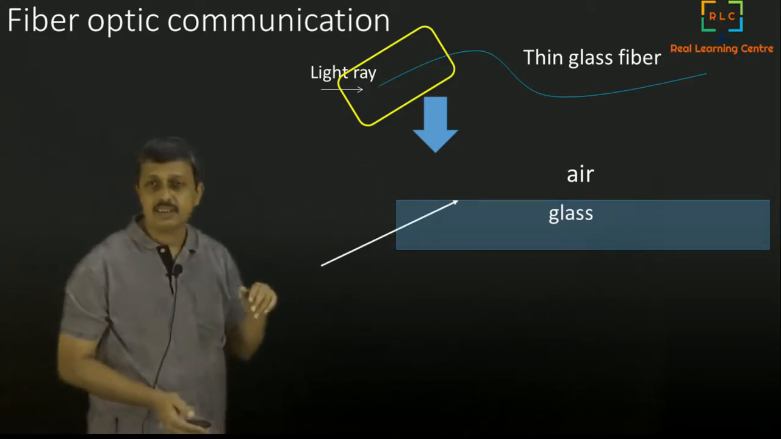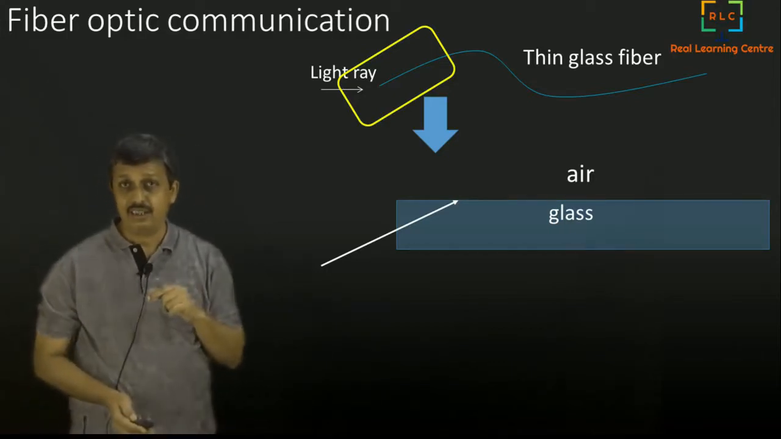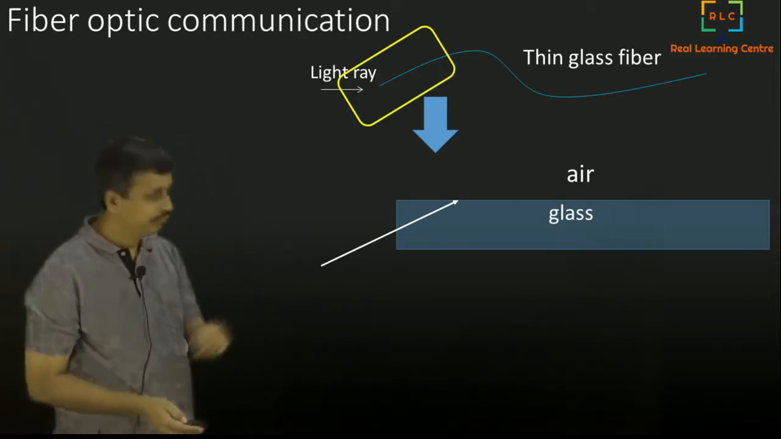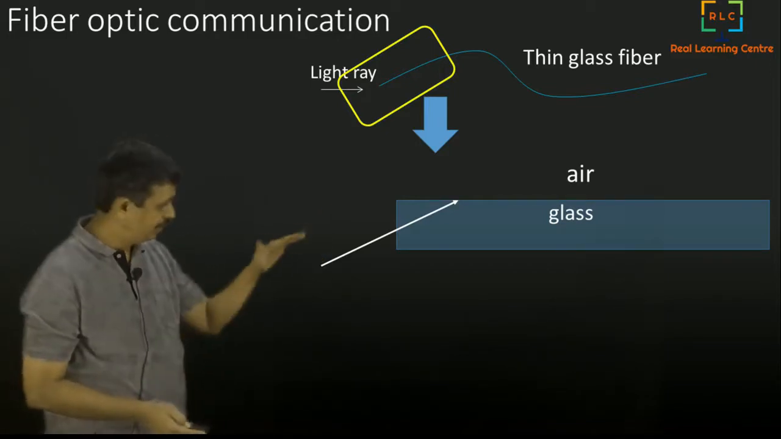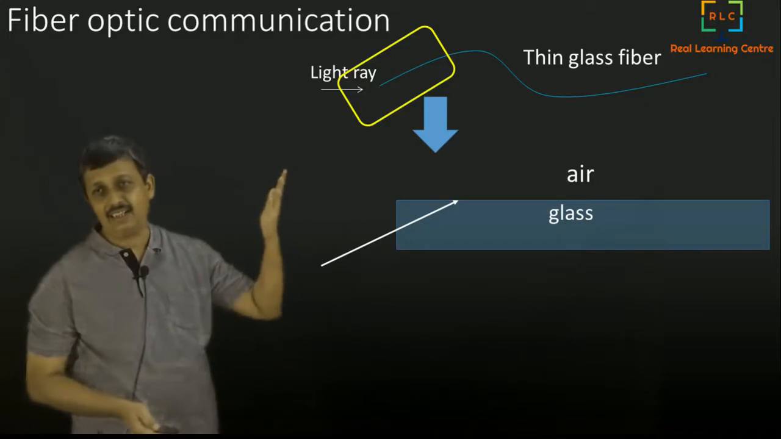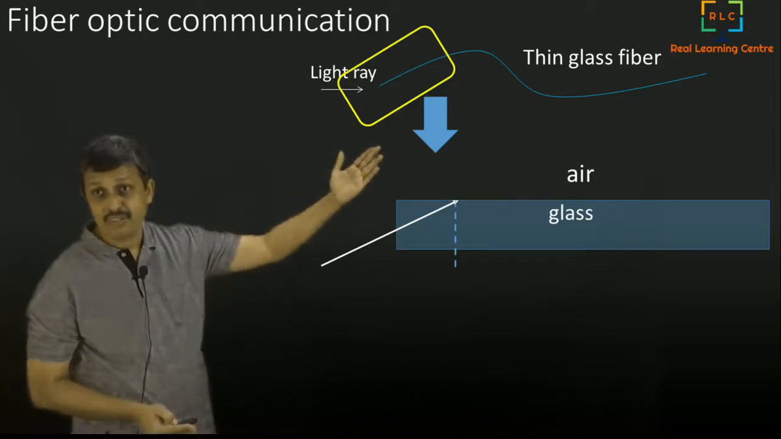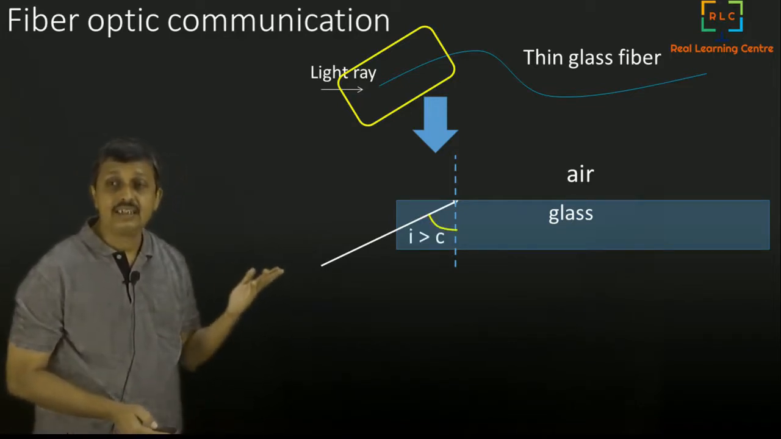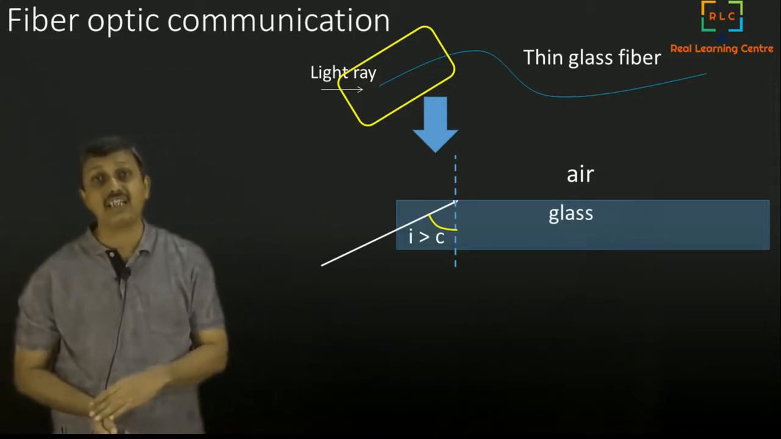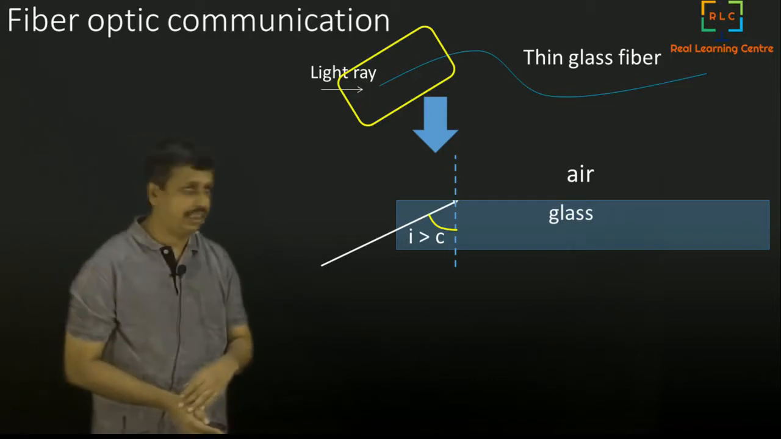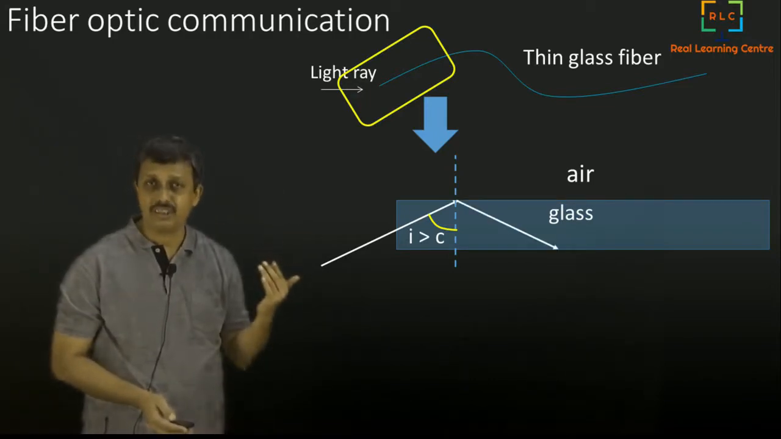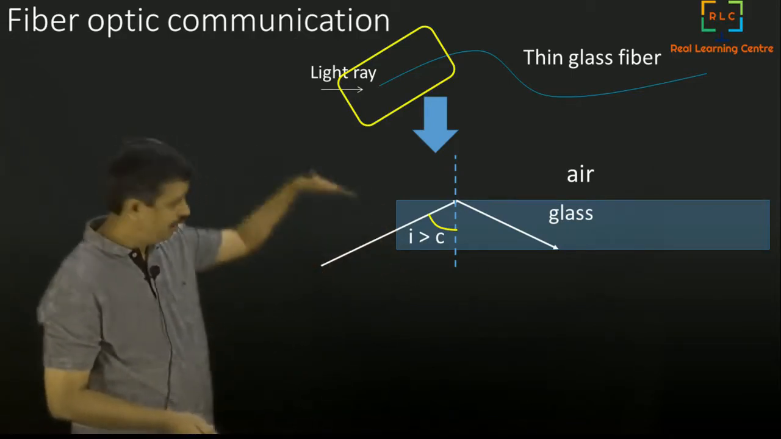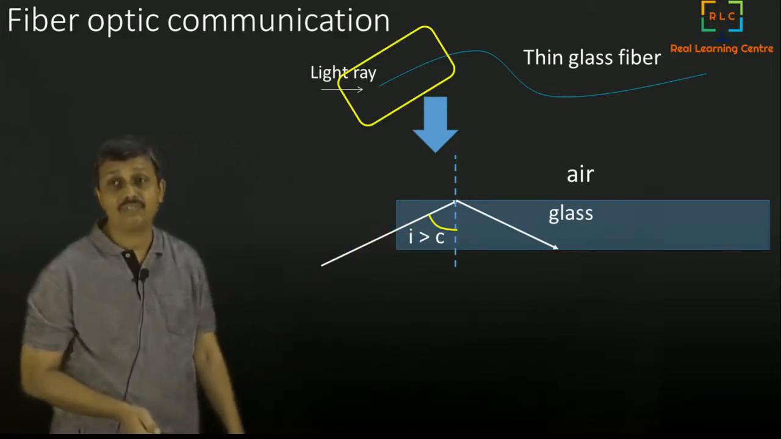Light enters through one end, and you generally send very focused light. It's laser light. Once it comes inside, it hits a barrier between glass and air. So light is going from denser to rarer medium. And if you draw the perpendicular, the normal, the angle of incidence will be more than the critical angle. If the angle of incidence is more than the critical angle, then it bends completely, total internal reflection, and doesn't go out. The reflected light comes back inside the glass fiber itself.